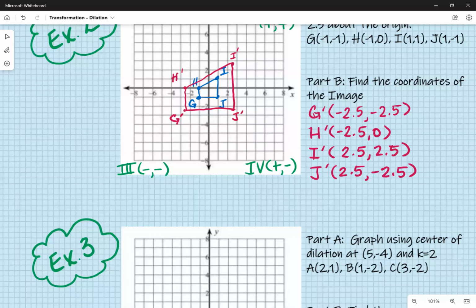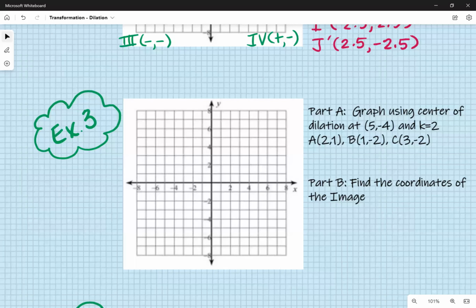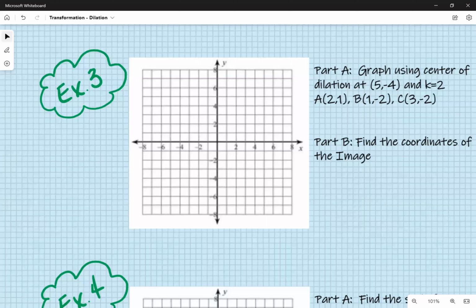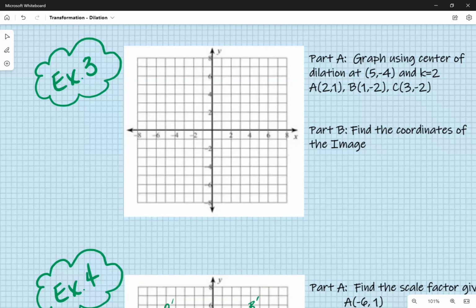All right, examples 3 and 4 will be where the center is not at the origin. So I have to graph this from scratch. Everything is going to be graphed. So we'll start with green here. Graph using center of dilation at 5, -4. So that's going to be my center. I'm going to go over 5, -4. That's my center. And then it says that I'm going to have a scale factor of 2.